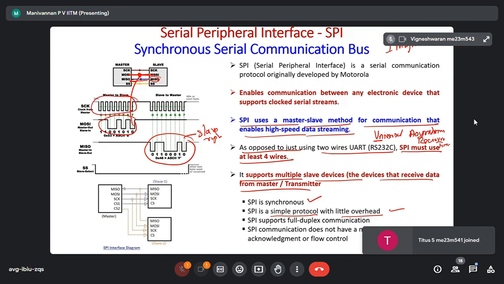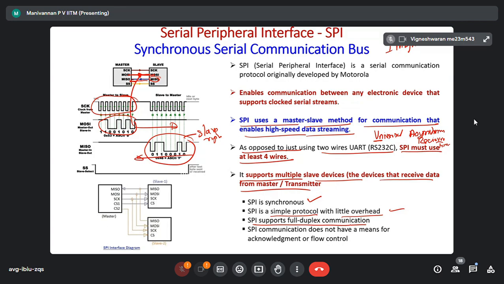Okay. So it supports full duplex communication. That means the master can send data to the slave, and the slave can give a reply to the master. That is called duplex communication. SPI communication does not have any means for acknowledgement or flow control. Flow control is nothing but CTS, RTS, correct? Send, please get ready. That kind of flow control is not there. See, flow control has advantages and disadvantages. We have to see which is better, depending on the situation.